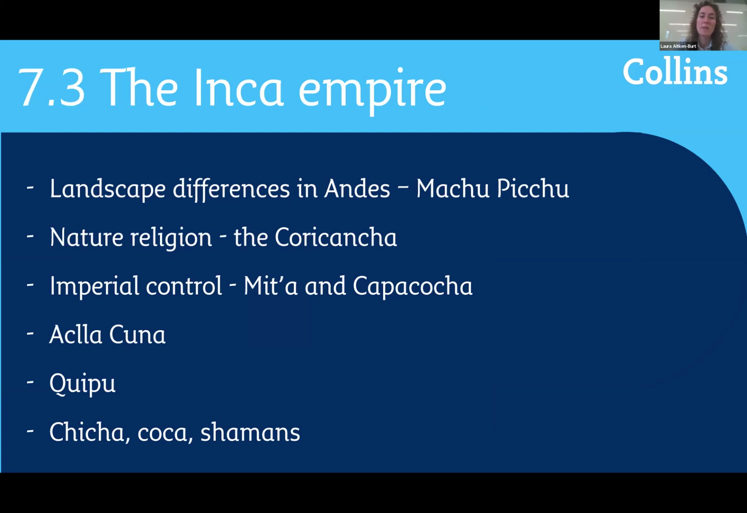So over to the Inca Empire now. We're moving south down into Peru and the Andes. This is a very different landscape, and I think it's quite important to emphasize that with students. It's much higher up. And famously, the Inca did not have any wheels. They didn't have any need for wheels for transporting things, and instead used alpacas and llamas because of the steep inclines in the Andes.